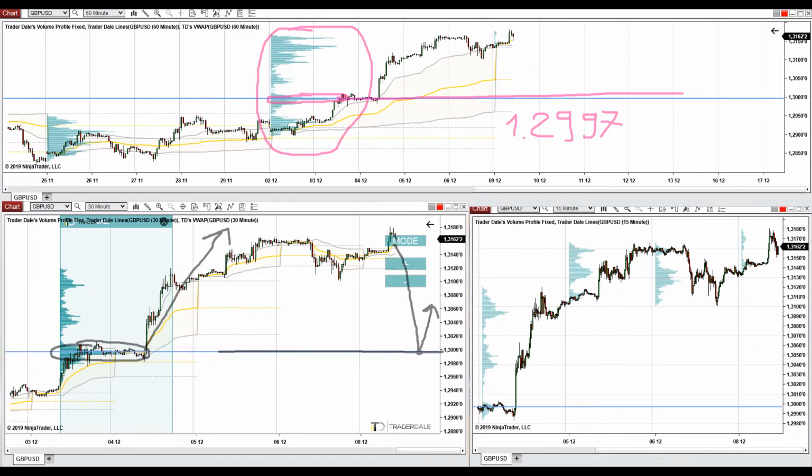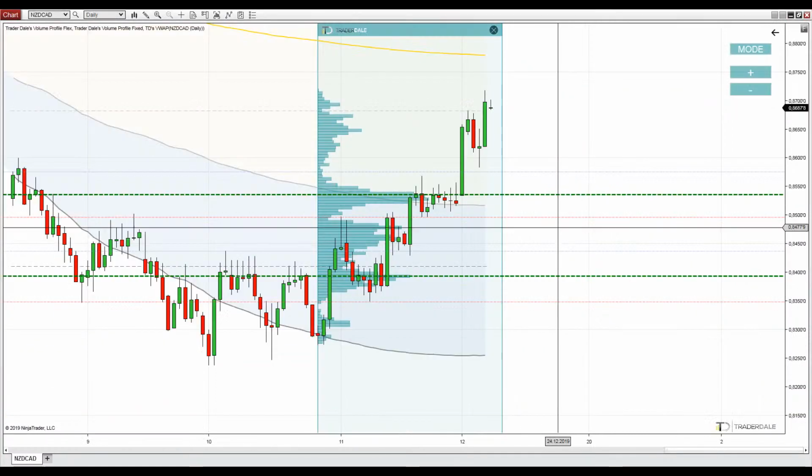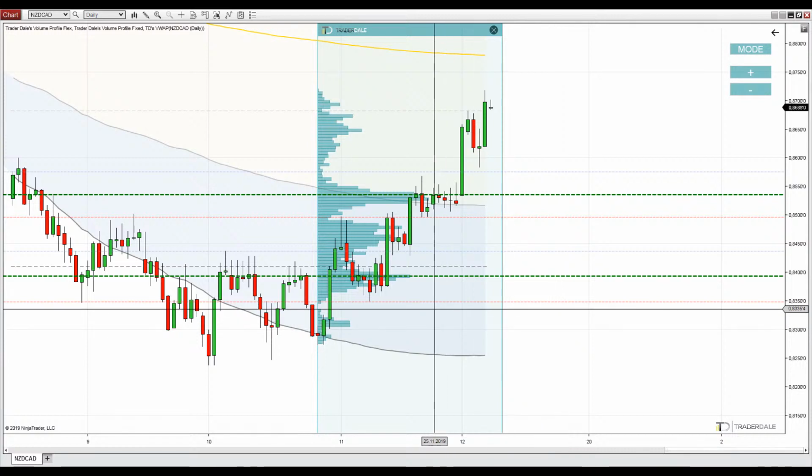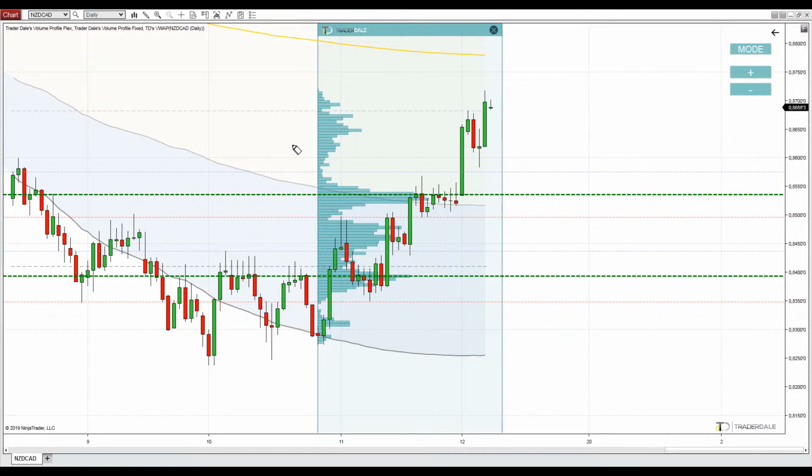Alright, so that's for the intraday trading ideas, and let's now go into a daily chart of the New Zealand dollar, Canadian dollar, where I have a swing trading idea, which I would like to show you. Alright, so this is a daily chart of New Zealand dollar, Canadian dollar. The VWAP, which you see in here, is a yearly VWAP, and the profile which I show you here is a flexible volume profile. Now, what caught my eye is this strong buying activity. And within this buying activity, I'm interested in trading longs from significant volume clusters.